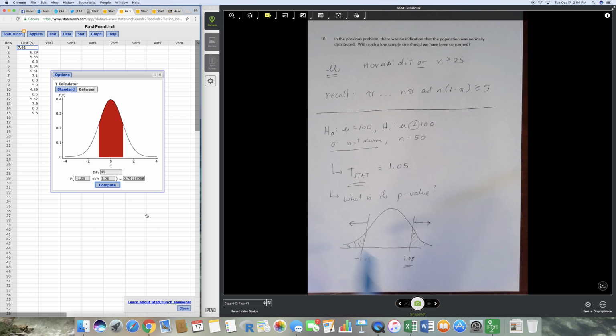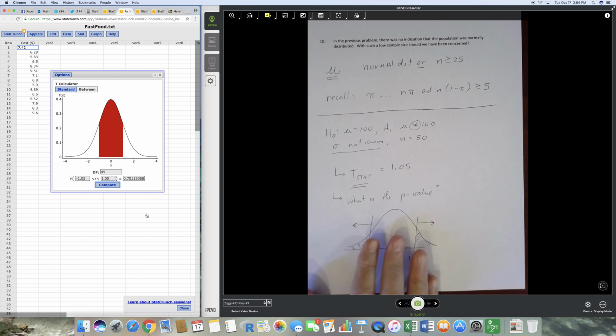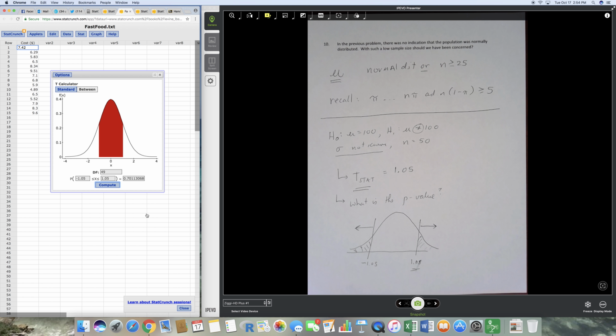So you can do it one of two ways. You can either find that area and multiply it by 2, or you can find the area in the middle and subtract it from 1. My advice to you is find one that you're comfortable with, stick with it. Don't deviate, because sometimes when you deviate, it doesn't work out well.